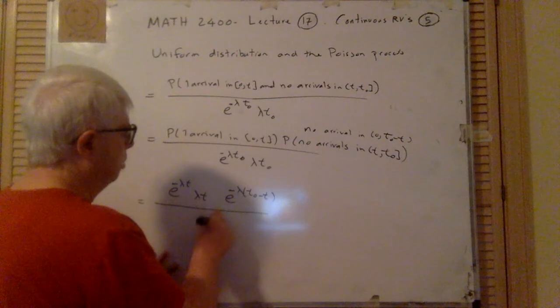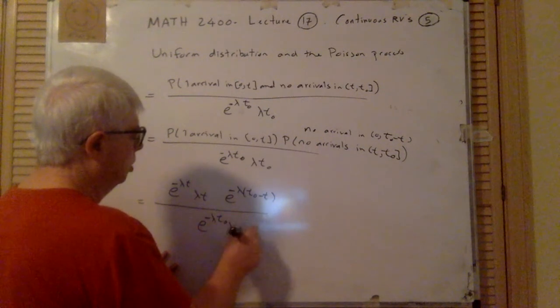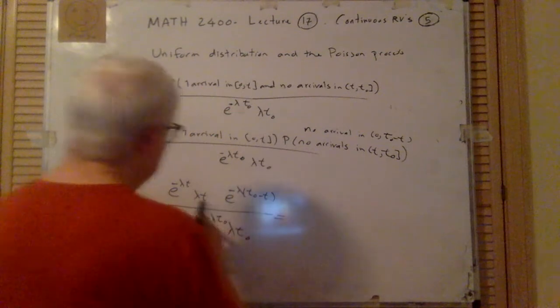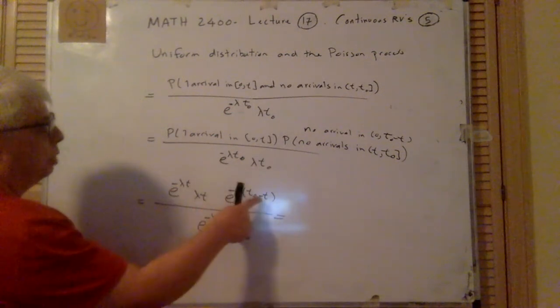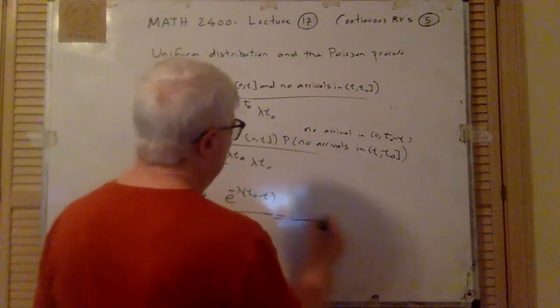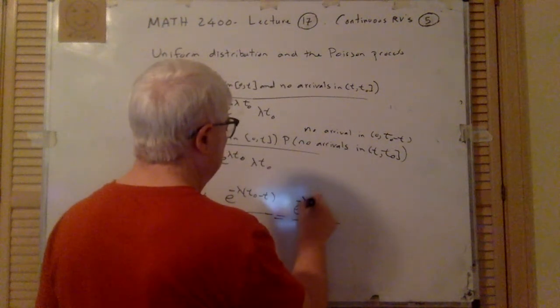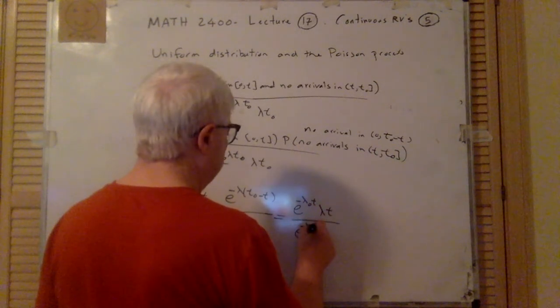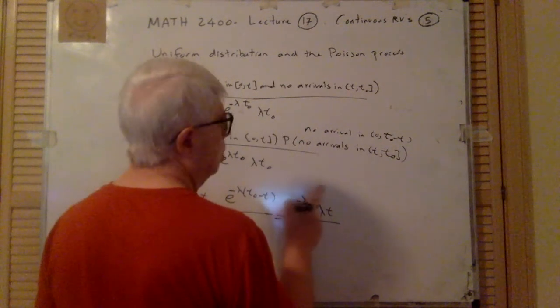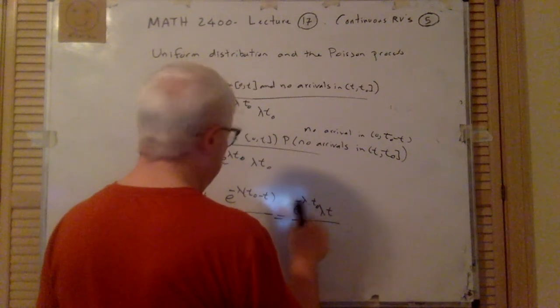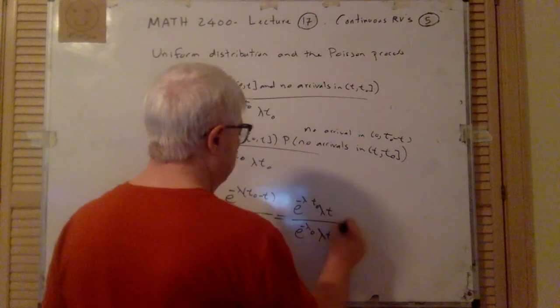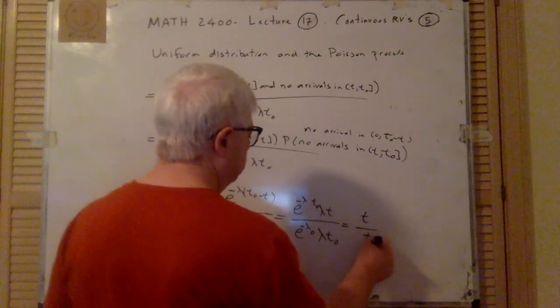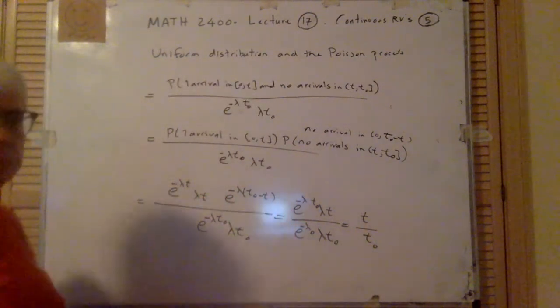Denominator e to power minus lambda t0, which is what? Okay, this is minus lambda t plus lambda t, this goes away. So on top I have e to power minus lambda t0, lambda t, and the denominator is e to power minus lambda t0 times lambda t0. So that's t over t0.